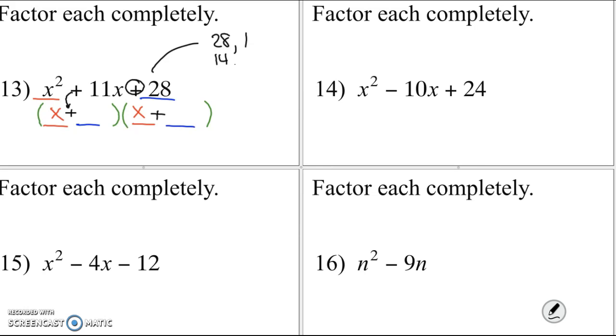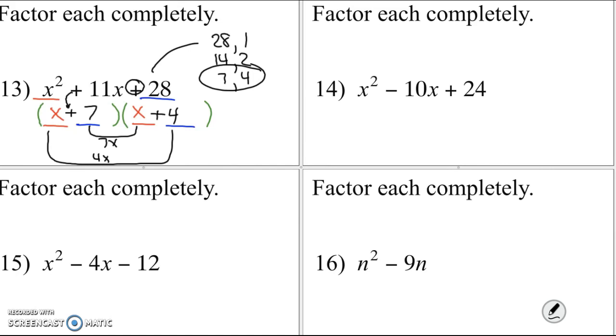So we have 28 and 1, 14 and 2, 7 and 4. Oh, we found it, 7 and 4. That's a 7, that's a 4. And you can check it by doing your outsides and your insides. My outside product is 4x. My inside product is 7x. And if I add those, I get my middle term 11x.